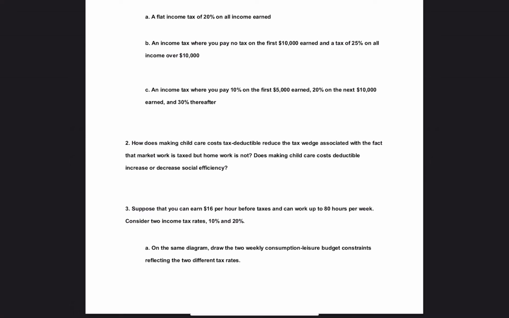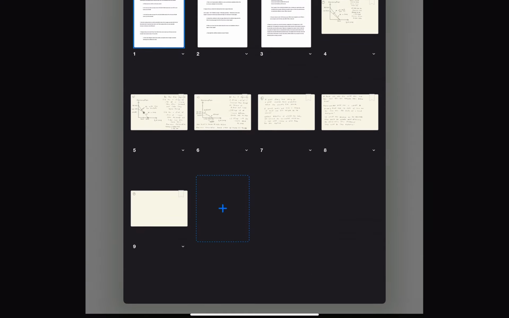So exercise number 3. Suppose that you can earn $16 per hour before taxes and can work up to 80 hours per week. Consider two income tax rates, 10% and 20%. Sub-exercise A. On the same diagram, draw the two weekly consumption leisure budget constraints reflecting the two different tax rates.